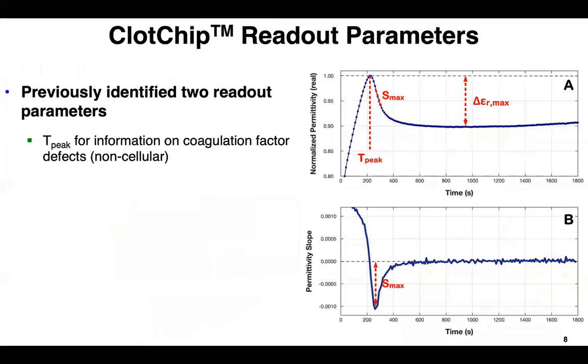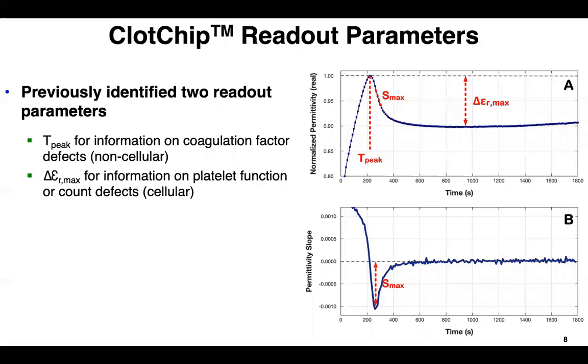These plots provide us with typical ClotChip readout figures. The temporal variation of permittivity at 1 MHz was recorded over time and is normalized to its maximum permittivity for the duration of the experiment. We see that upon the start of the experiment, permittivity initially rises, then reaches a maximum at a specific time, referred to as T peak, which indicates the onset of coagulation time.